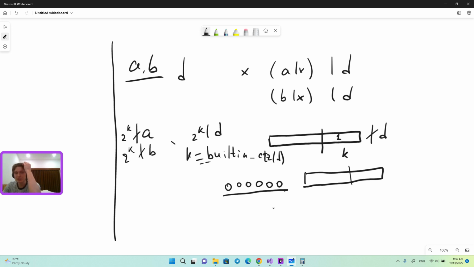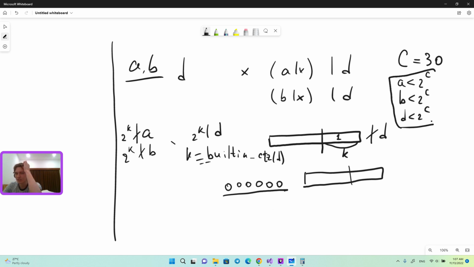So since we know it, we can assume that all numbers are divisible by 2 to the k. Let's fix c equals 30. And actually the important thing is that we know that a is less than 2 to the c, b is less than 2 to the c, and d is less than 2 to the c. This is an important part of the statement.